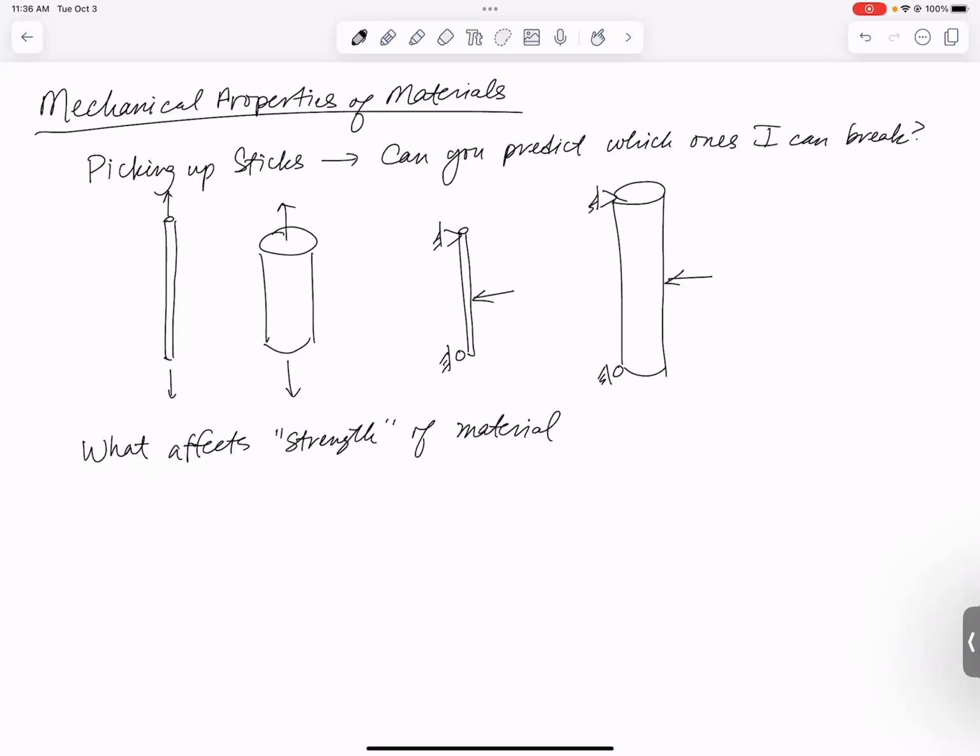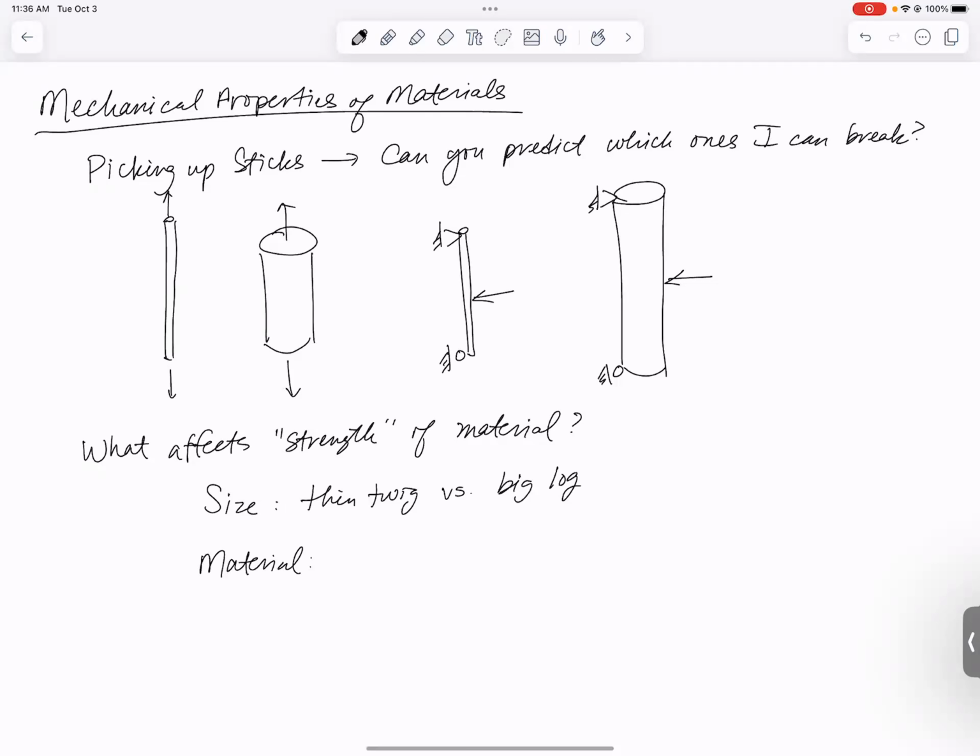I just showed you a couple of examples. First of all, might be size. I just showed you two different sizes, a thin twig versus a big log. The big log can support a whole lot more load than the thin twig can. But we didn't even talk about what about material.